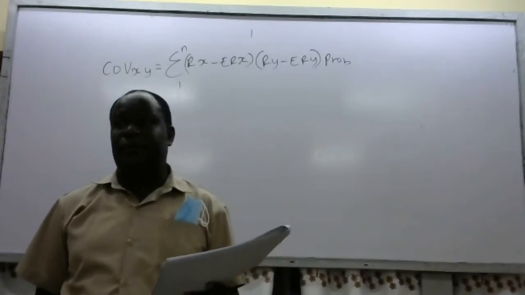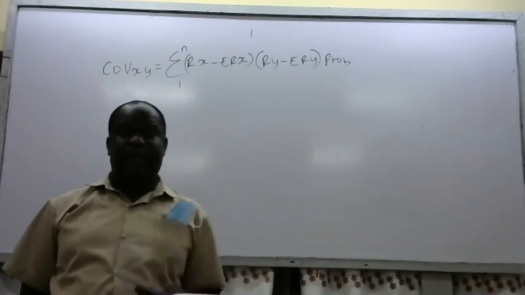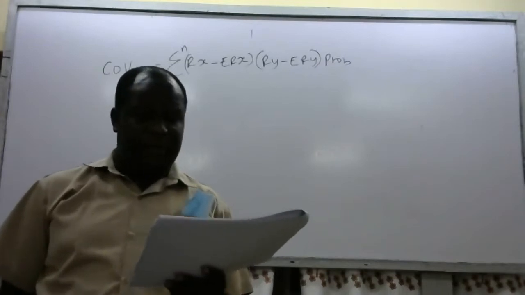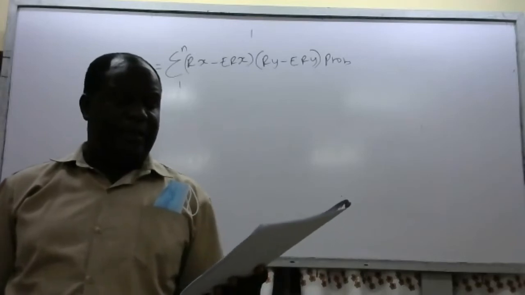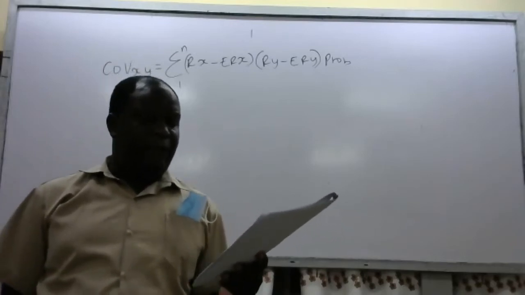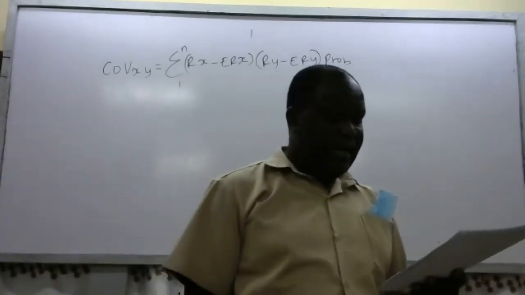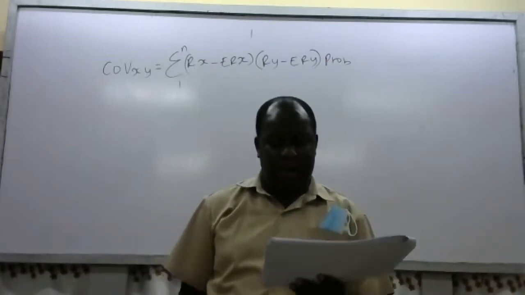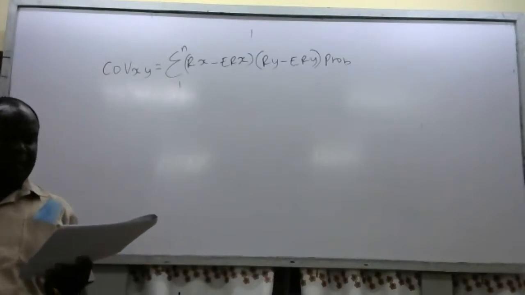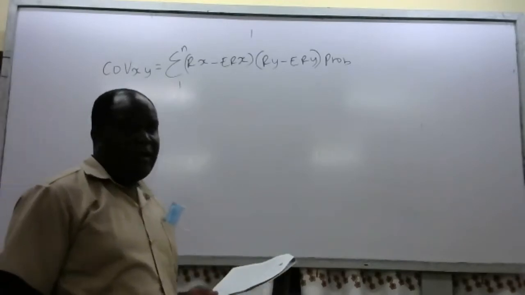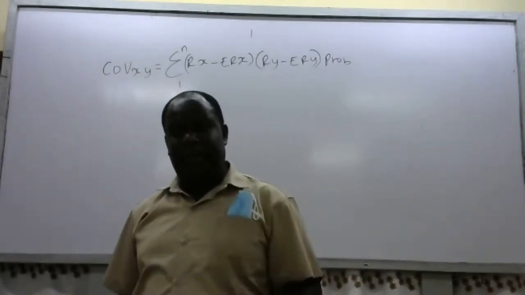So the question reads that Duncan Kipchumba has an investment capital of 1 million shillings. He wishes to invest the fund in 2 securities, that is X and Y, in the following proportions: 200,000 in security X and 800,000 in security Y. The return on these two securities depends on the state of the economy as shown below.